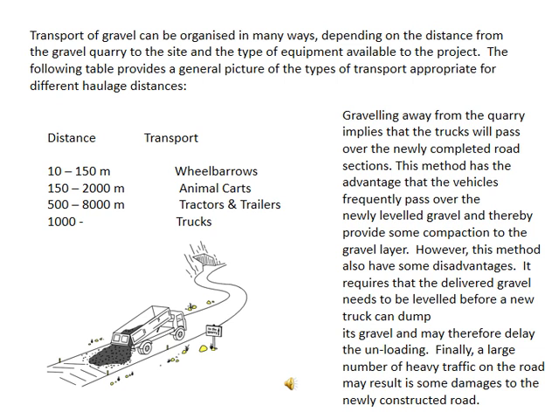Graveling away from the quarry site implies that the trucks will pass over the newly completed road sections. The method has the advantage that the trucks can frequently pass over the newly leveled gravel and thereby provide some compaction to the gravel layer. However, this method also has some disadvantages. The gravel needs to be leveled before the next truck can turn, which may delay unloading. Finally, the large number of heavy traffic on the road may result in some damage to the newly constructed road. So this is the guide on gravel transportation and its restrictions.